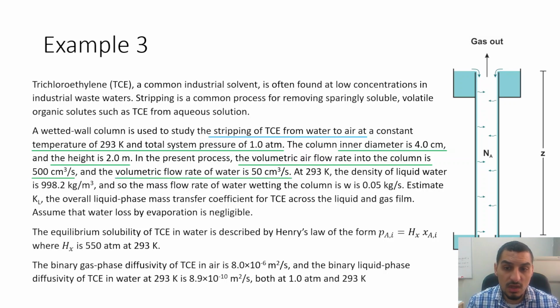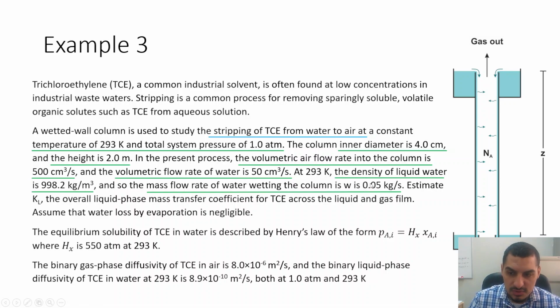So I know the volumetric flow rate for both streams, and I know that the density of water is 998.2 kilograms per meter cubed at 293 Kelvin. And from the volumetric flow rate and the density, we can calculate the mass flow rate, which is 0.05 kilograms per second.